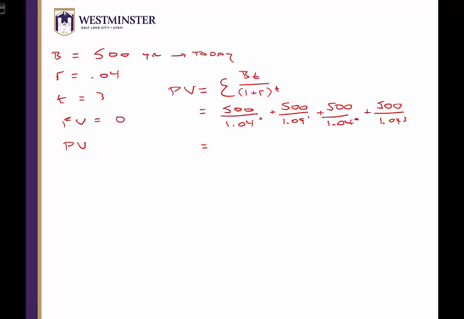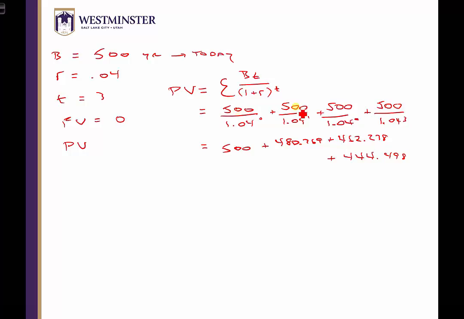Well, any value to the exponent of 0 is 1. So this term is simply 500 divided by 1, or 500. Plus 500 divided by 1.04 to the power of 1 is 480.769. And 500 divided by 1.04 squared is 462.278. Plus 500 divided by 1.04 cubed is 444.498.